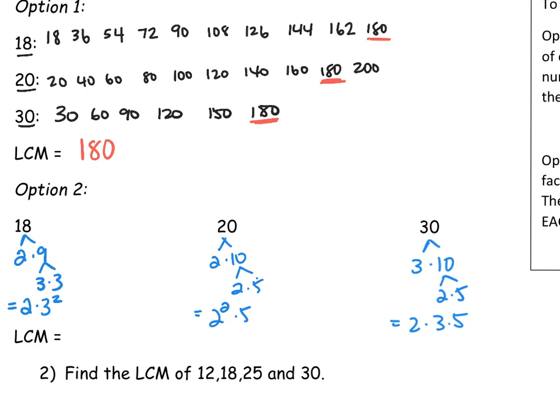To figure out what that is, you have to look at all of the different factors. When I look at the prime numbers that exist here, I've got 2s, 3s, and 5s. So my least common multiple is going to use 2s, 3s, and 5s. And what you want to do is take the largest exponent. There's one 2 here, two 2s here, one here. So I'm going to take 2 to the power of 2 because I want the largest. For my 3s, my largest is 3 squared. And for my 5s, I have a single 5. So I'm going to go 2 squared times 3 squared times 5. And when I do that, I get 180.